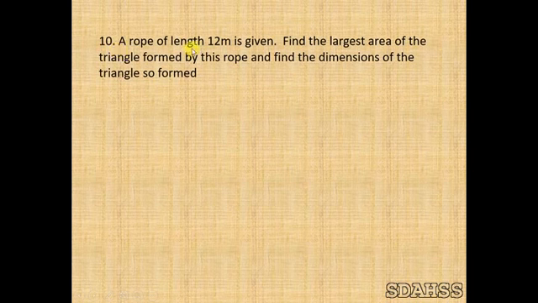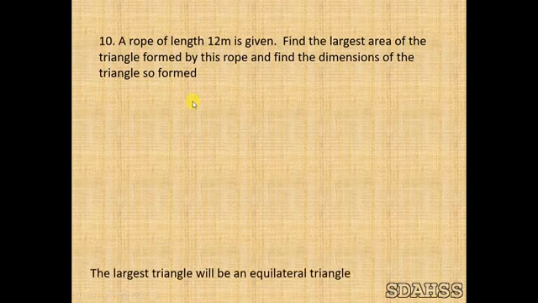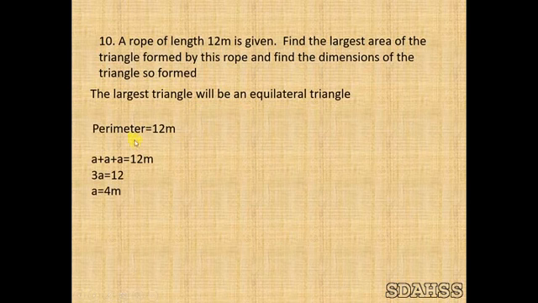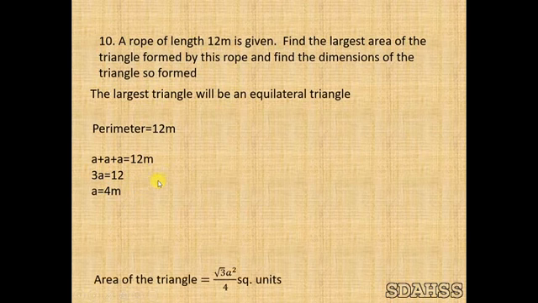Length sum. A rope of length 12 meter is given. Find the largest area of the triangle formed by this rope and find the dimensions of the triangle so formed. The largest triangle will be an equilateral triangle. Perimeter of a triangle is 12 meter. We know that perimeter of a triangle is the sum of the three sides. So a plus a plus a is equal to 12 meter. Then 3a is equal to 12, then a is equal to 4 meter.